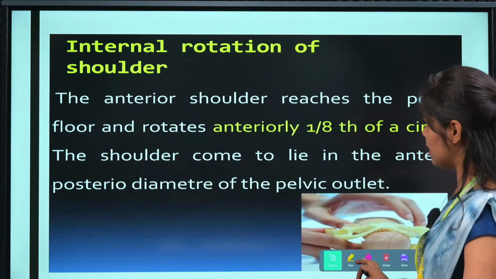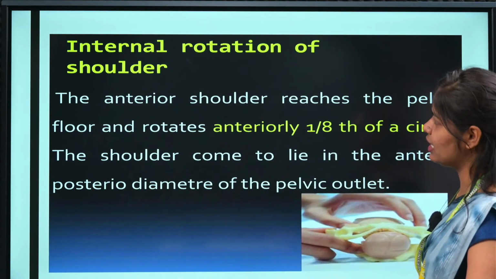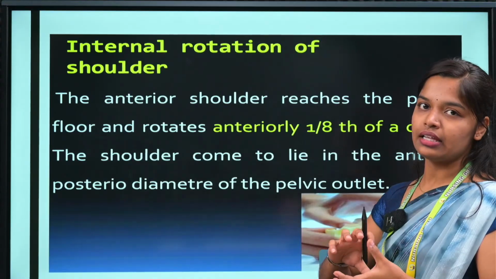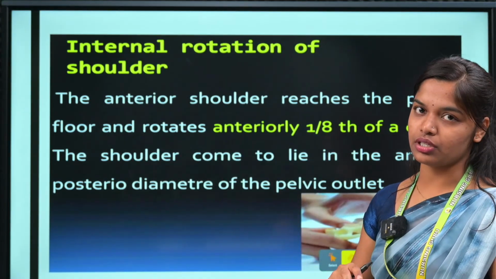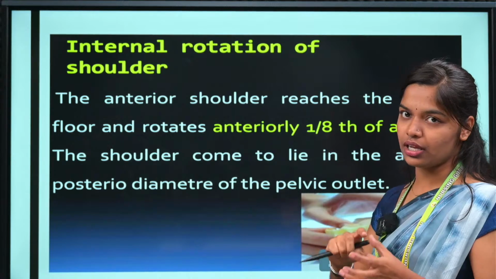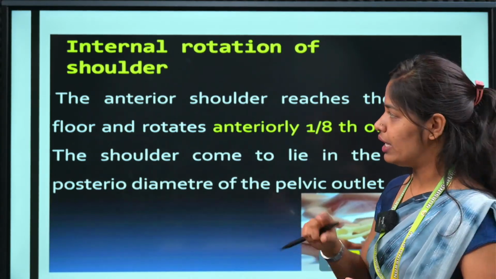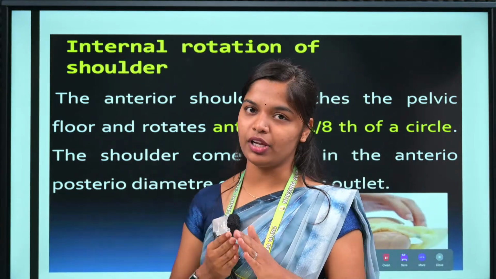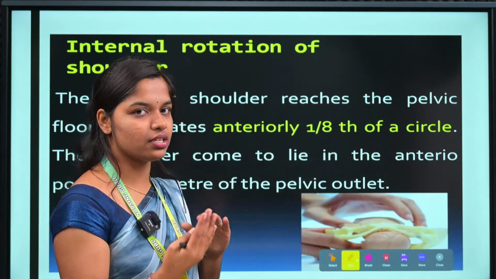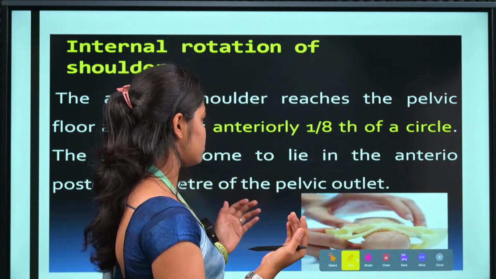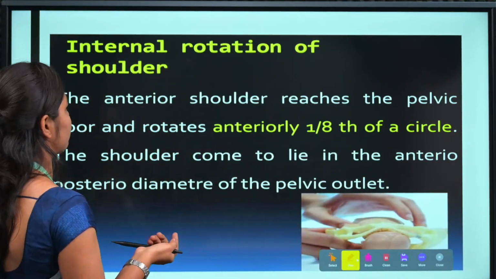Then last, internal rotation of the shoulder. Once the head got delivered, now restitution happened. Before restitution, the head is going to be delivered. After that, the restitution, 1/8 of the circle, again the head will rotate. Which side? It may be lateral, left lateral or right lateral. 1/8 of the circle it is going to rotate.